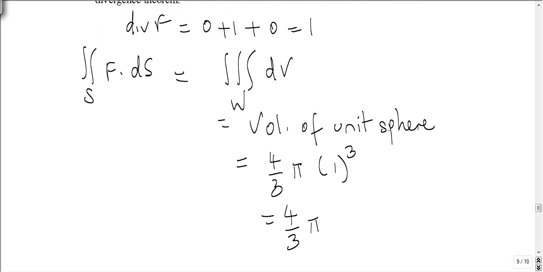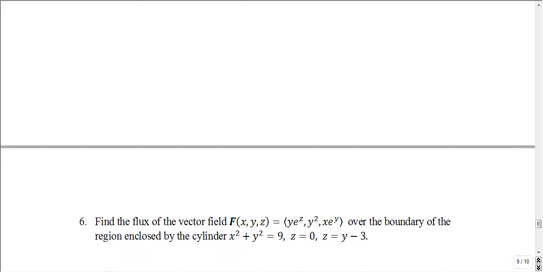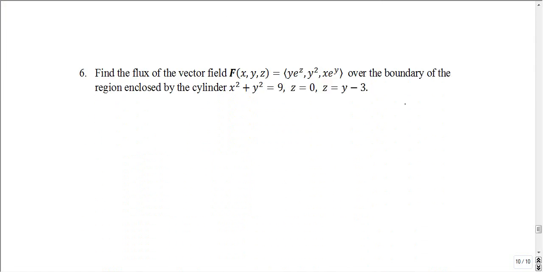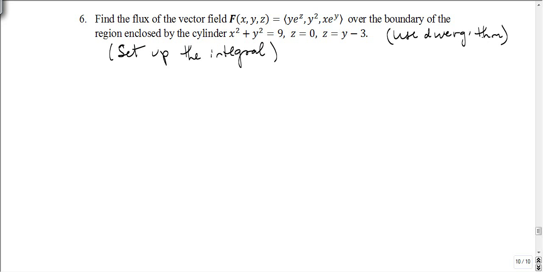Okay, the last one, I want you to do it too, but I only want you to set it up. Set up the integral, okay? Now notice I did not tell you to use the divergence, but I want you to use the divergence theorem, okay? And then after you have set up the integral, set it up in cylindrical coordinates. All right? So let me remove that.